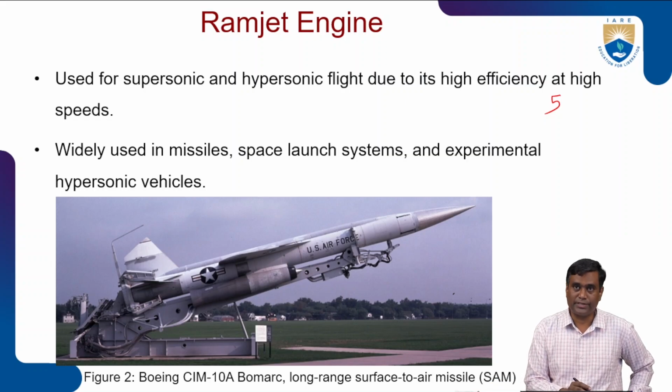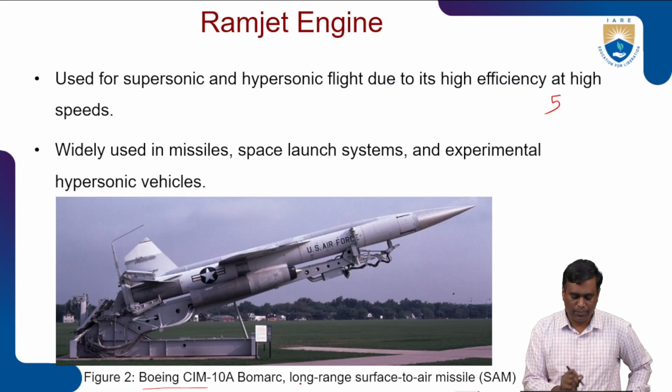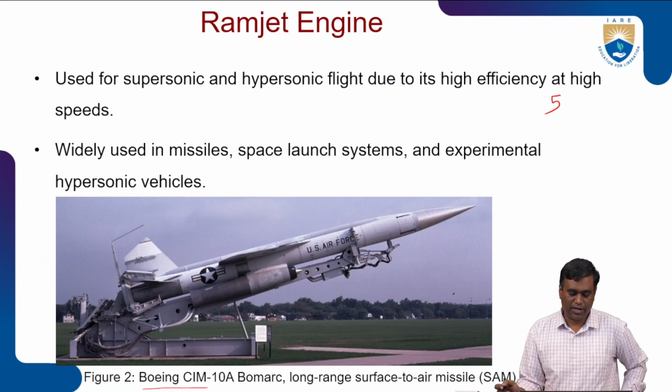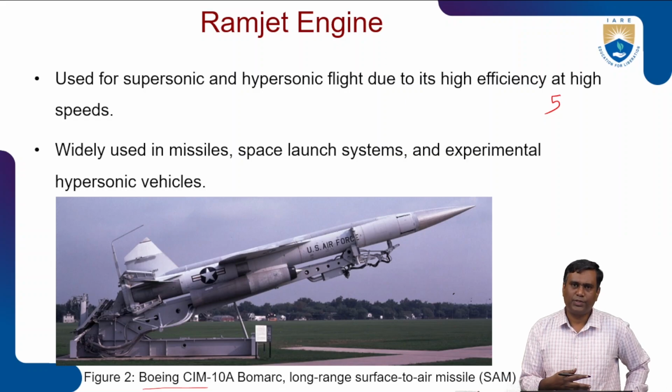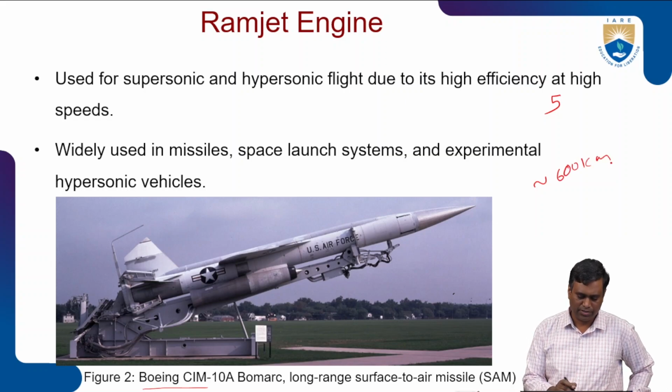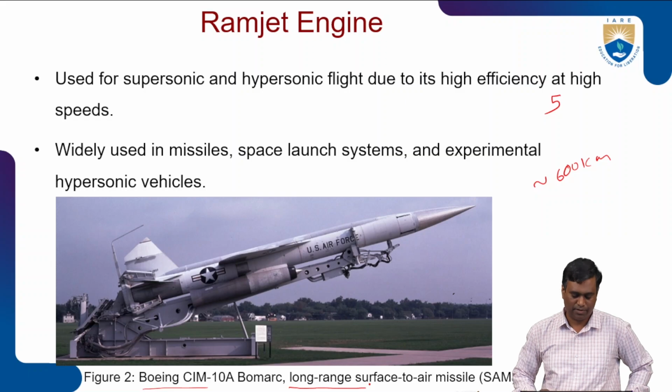So this is the one we can see here. Boeing CIM-10A Bomarc. This is a long-range surface-to-air missile, and the range was approximately 600 kilometers. This is a supersonic missile, a long-range surface-to-air missile, right? And this was developed during the 1950s and 60s.